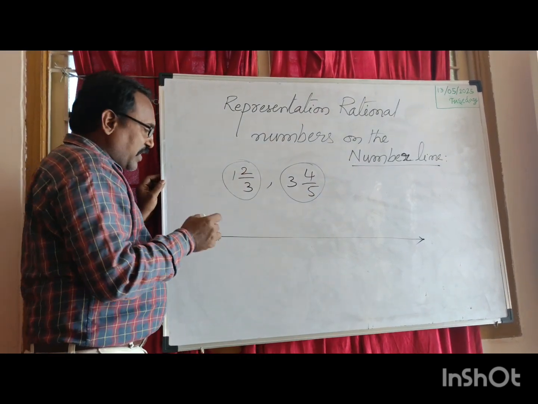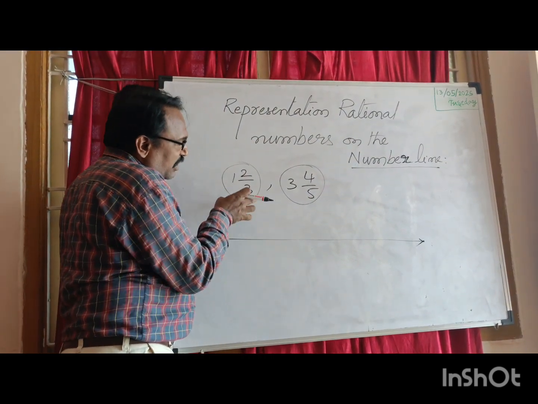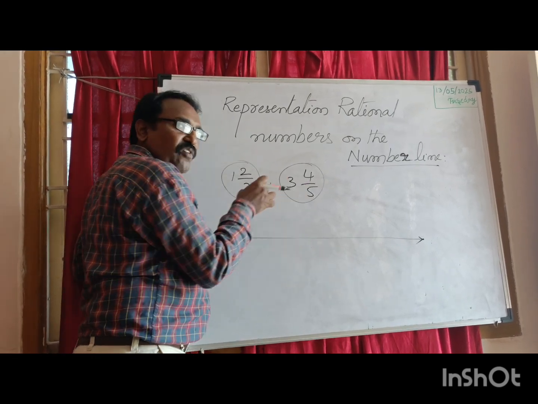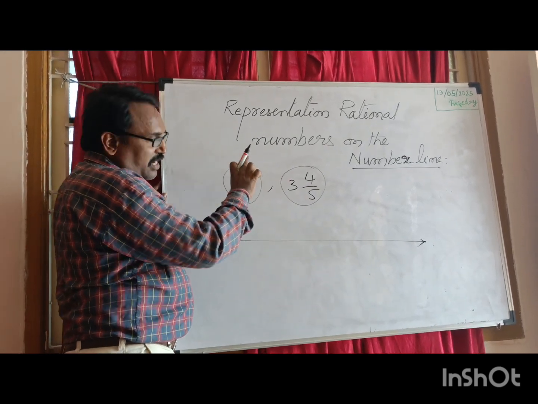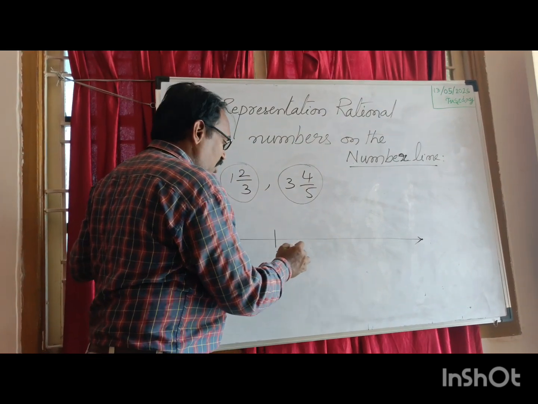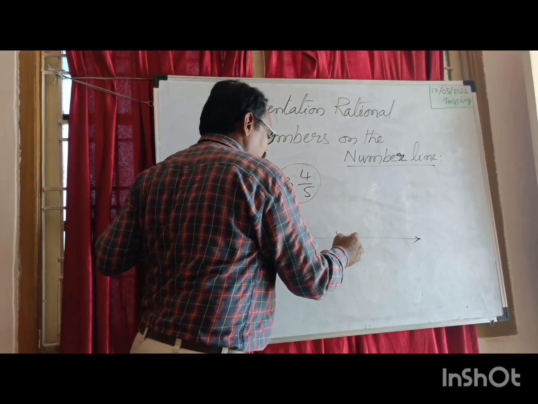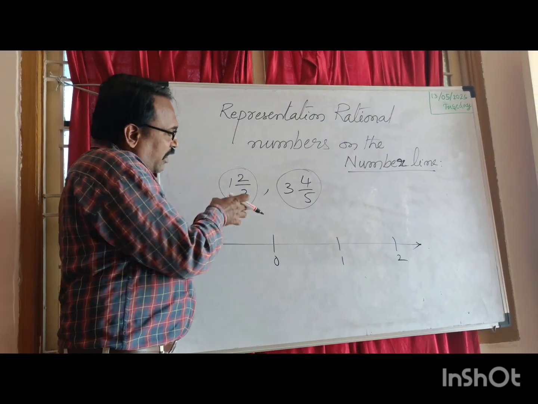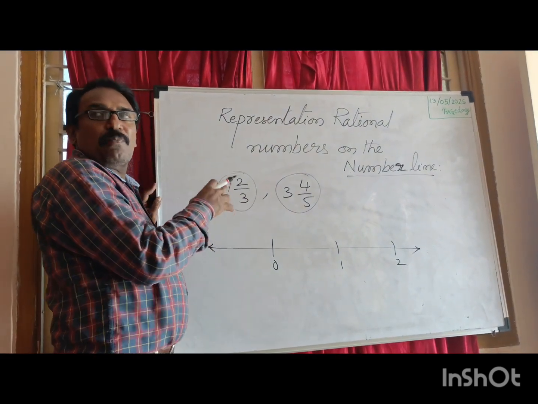So this one is in a different part, so I take this one on a different number line. This one will be on a different number line. So let me take it here 0, and here it is 1. Here it is 2, suppose. Now according to the given number we have to plan how to represent it.